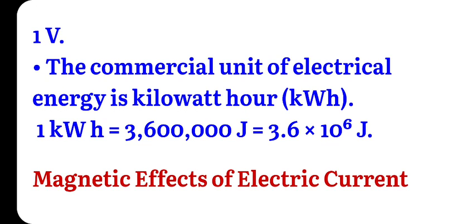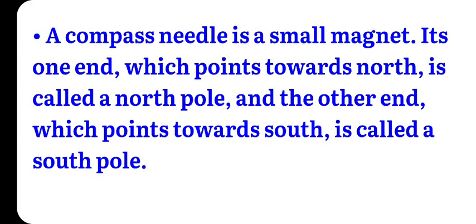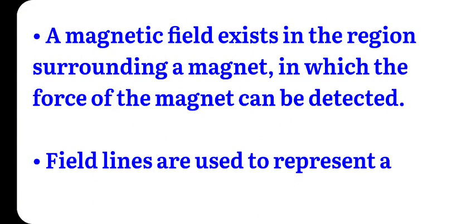Magnetic effects of electric current. A compass needle is a small magnet. Its one end, which points towards the north, is called a north pole, and the other end, which points towards the south, is called a south pole. A magnetic field exists in the region surrounding a magnet, in which the force of the magnet can be detected.